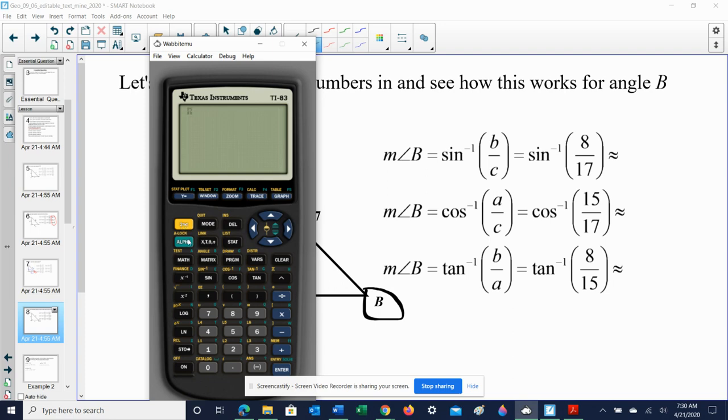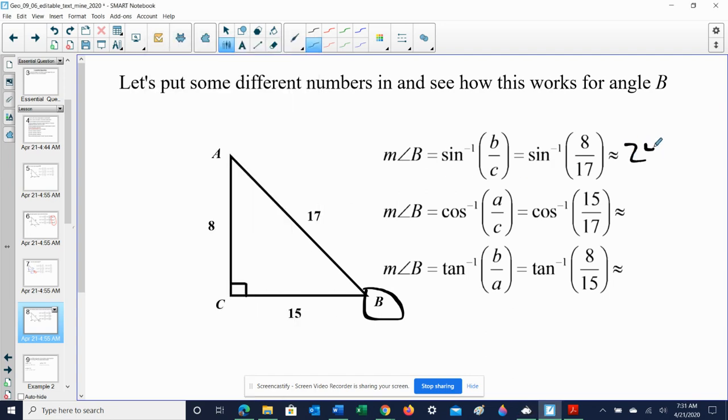So second, sine 8 divided by 17. Close parentheses, hit enter. 28, be careful of rounding, 28.1 degrees. That 7 makes a 0 go to 1. That's approximately 28.1 degrees. Well, that was the best numbers I've drawn so far.